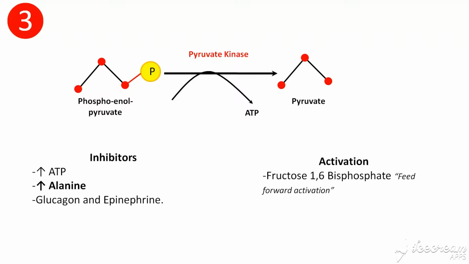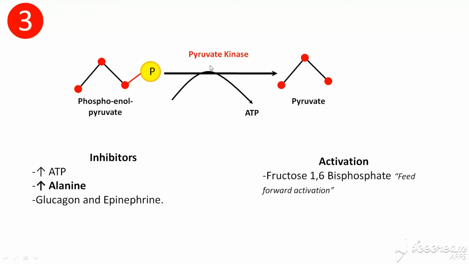So the third and final important reaction in the process of glycolysis is the conversion of phosphoenolpyruvate to pyruvate, and this is done by the enzyme pyruvate kinase, and there's going to be a production of one ATP molecule. So the inhibitors of this process are going to be high levels of ATP, and of course because it indicates a high energy state, so we don't need to produce more ATP, high levels of alanine, which we'll get to in a bit, and also glucagon and epinephrine. Now remember that glucagon and epinephrine are stress hormones, so they're going to induce the process of gluconeogenesis and not the process of glycolysis.